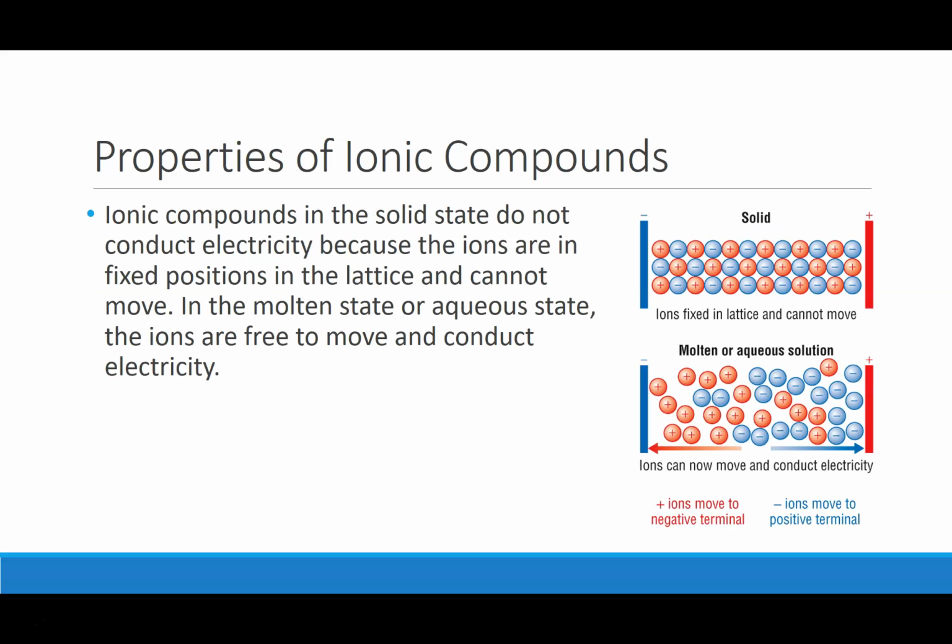The lattice structure of ionic compounds also affects other properties, such as electrical conductivity. In the solid state, ionic compounds do not conduct electricity. This is because the ions are locked in fixed positions in the lattice and cannot move. However, in the molten state, or the aqueous state, the ions dissociate and are free to move, and therefore ionic compounds can conduct electricity when molten or aqueous.